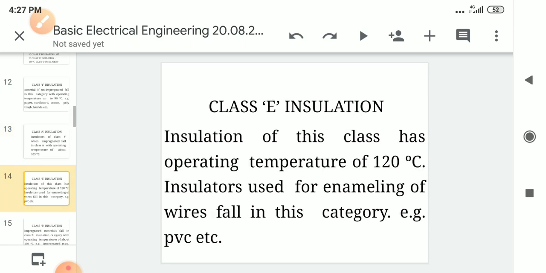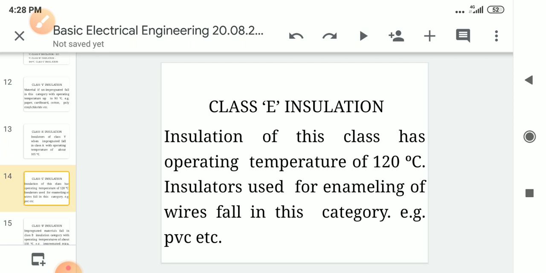After that, class E. Class E insulation material. Insulation of this class has an operating temperature of 120 degrees centigrade. Insulation used for enameling of wires falls in this category mainly.